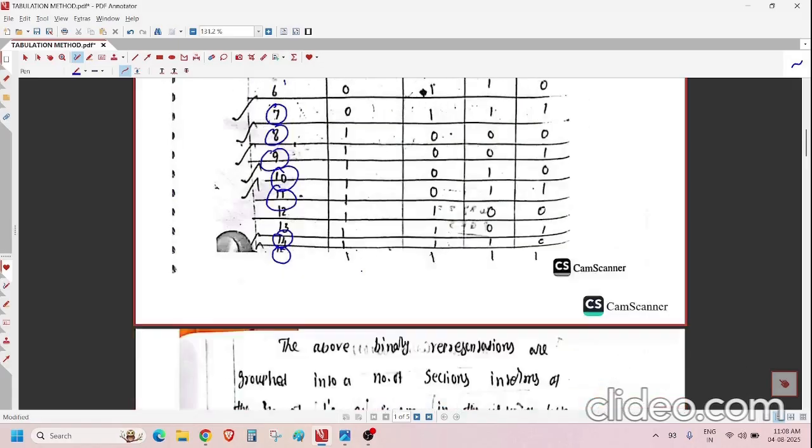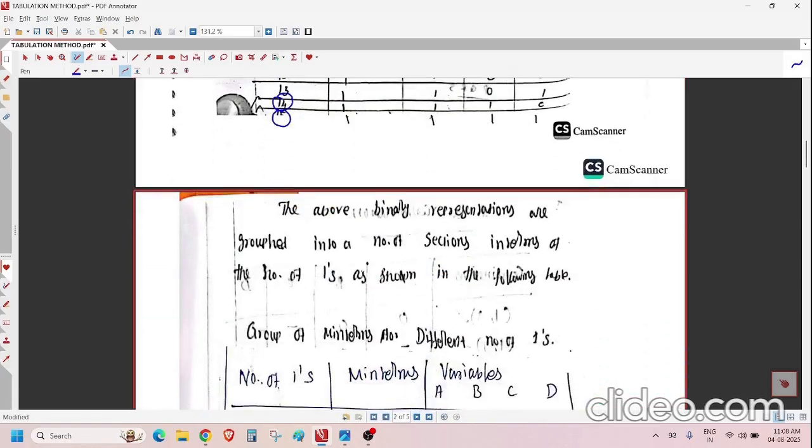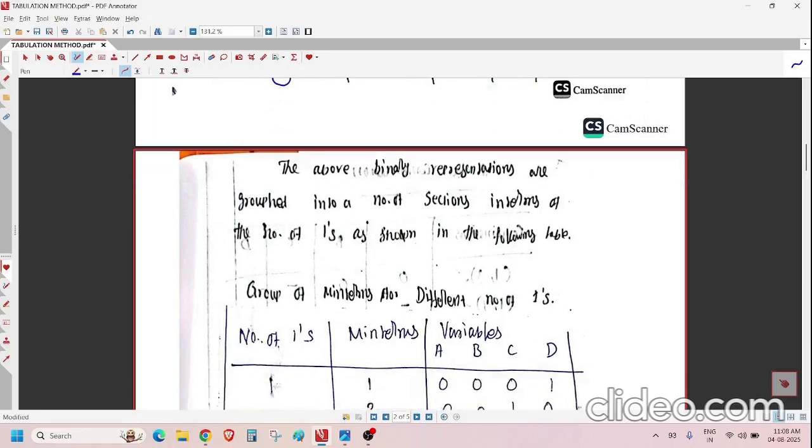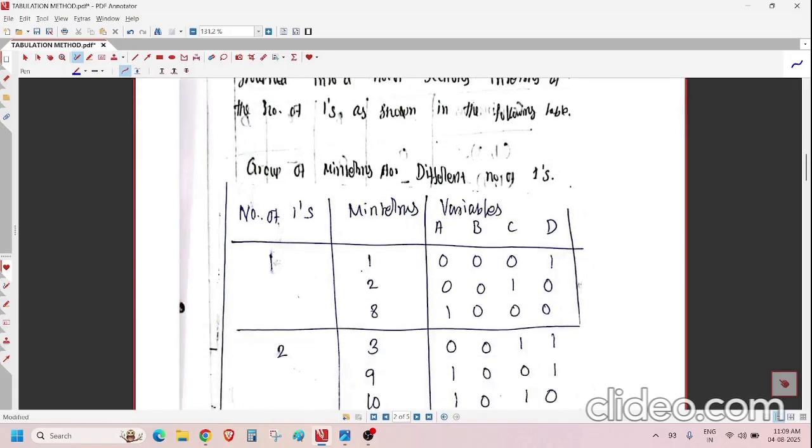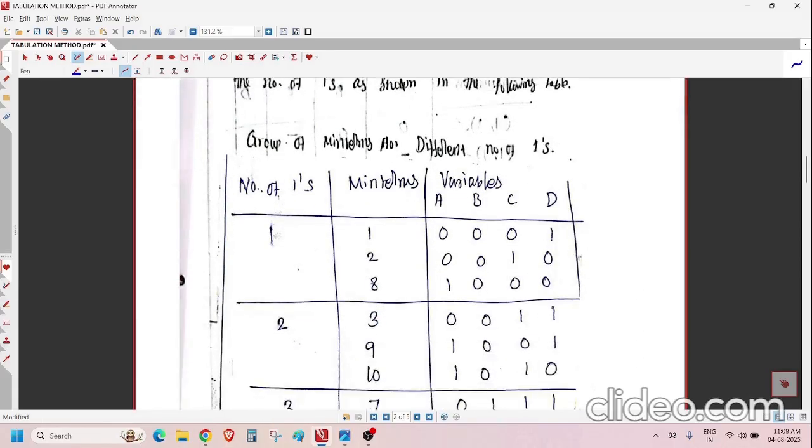That is the first table, and next we are moving to the second table. You can see the above binary representations are grouped into sections in terms of the number of ones. The name of the second table is group of min terms for different number of ones. For example, if it is 1, this is the representation. Likewise, if it is 3, this is the representation. This is the binary representation of 1, and this is the binary representation of 3.